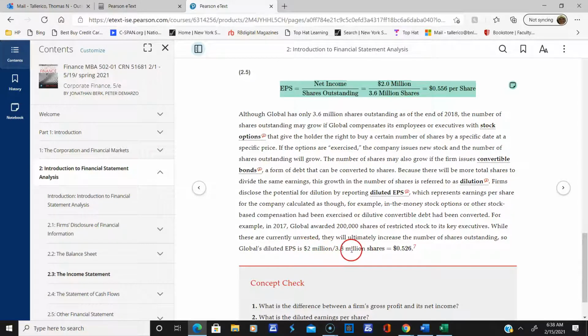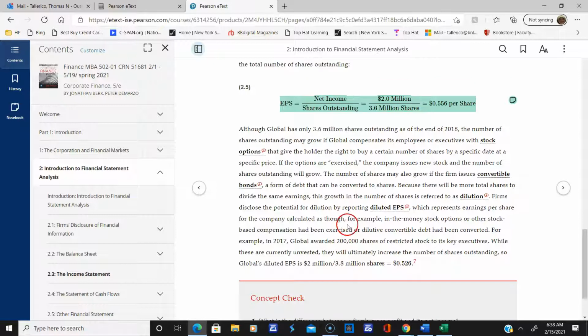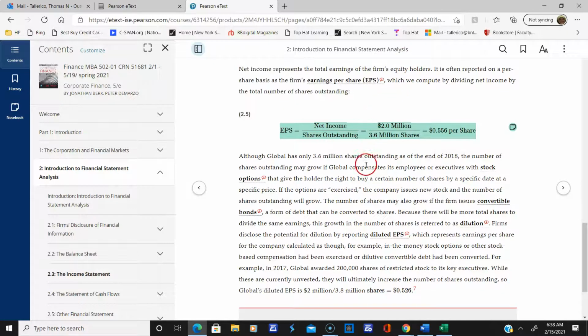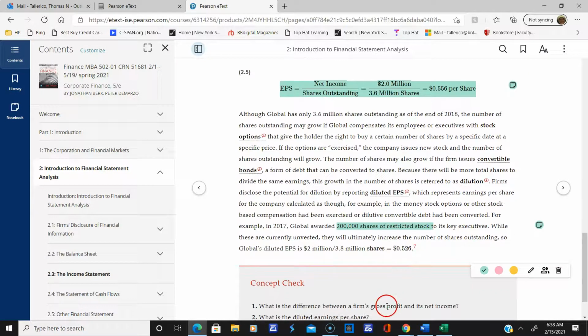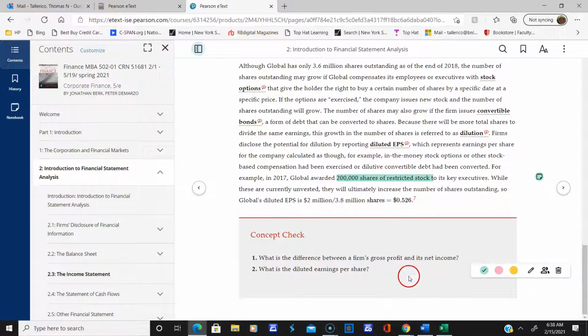So here's an example of diluted earnings per share. You'll notice here it was 3.6 million, and then here's an extra shares that were sold, of restricted stock, so you added 200,000 shares, and that diluted this from 5.556 earnings per share down to 0.526 earnings per share. Okay, so I just wanted to say that.